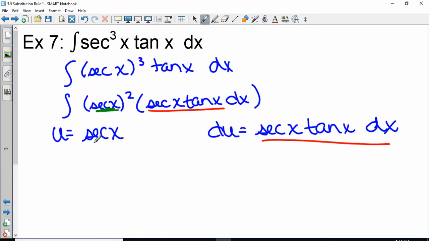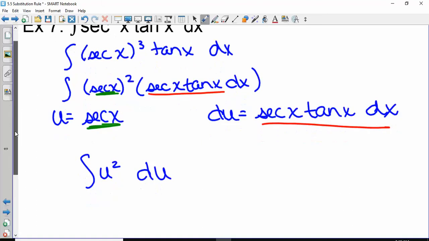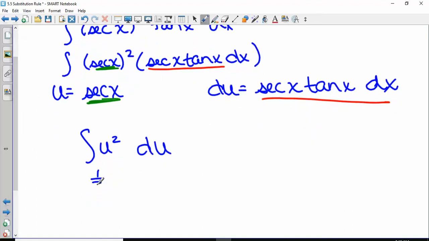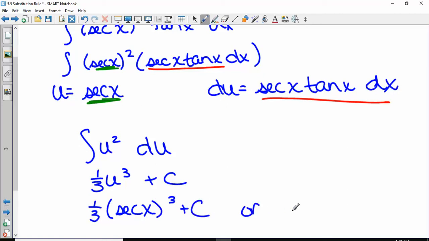So my inside is my u. So we have a u squared. And the secant x tangent x dx all becomes du. Antiderivative of u squared is 1/3 u cubed. But u is secant x. So you can write it like that. You can put your cubed here either way.